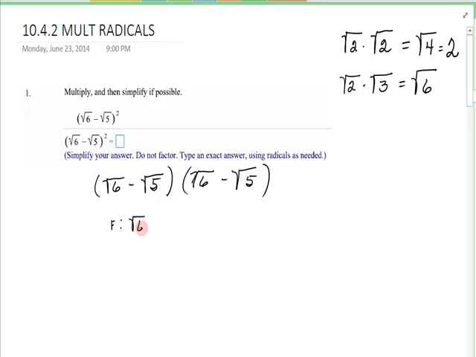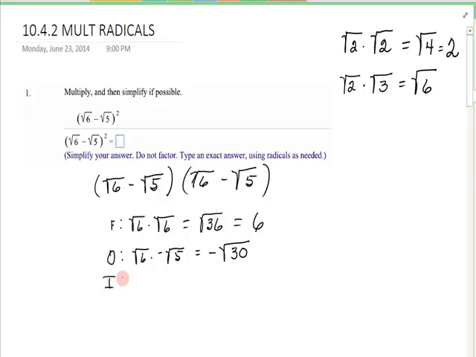The product of the first, we have the square root of 6 times the square root of 6, and we get 6. Now, if you want to, you can multiply them to get the square root of 36, but that is 6. The outer product, I have the square root of 6 times the negative square root of 5. Positive times negative is negative. The square root of 30. Can you simplify the square root of 30? I do not believe there is a perfect square factor of 30, so the answer is no.